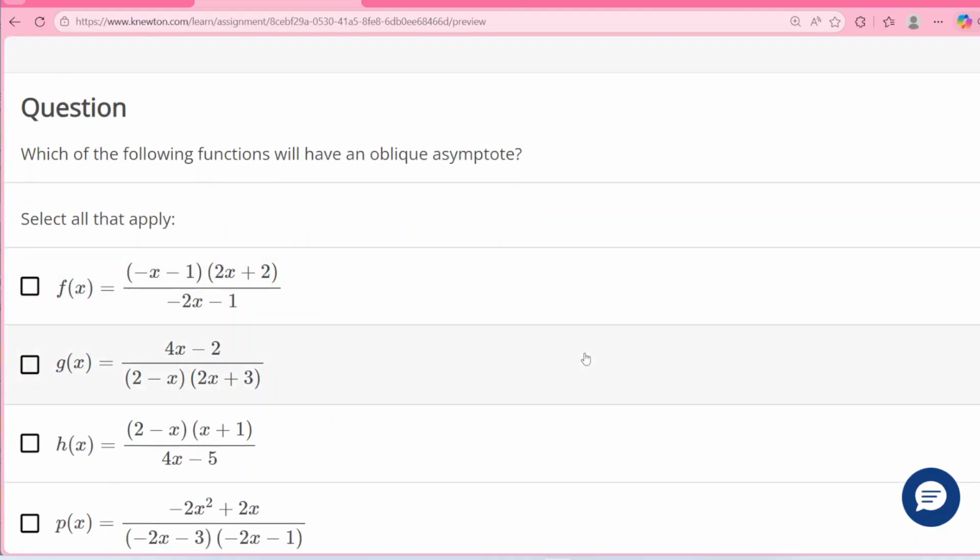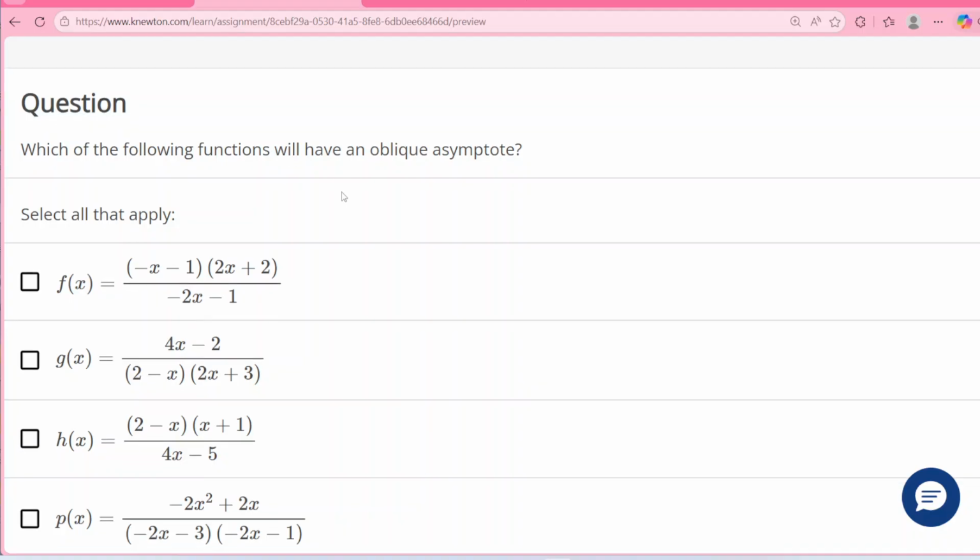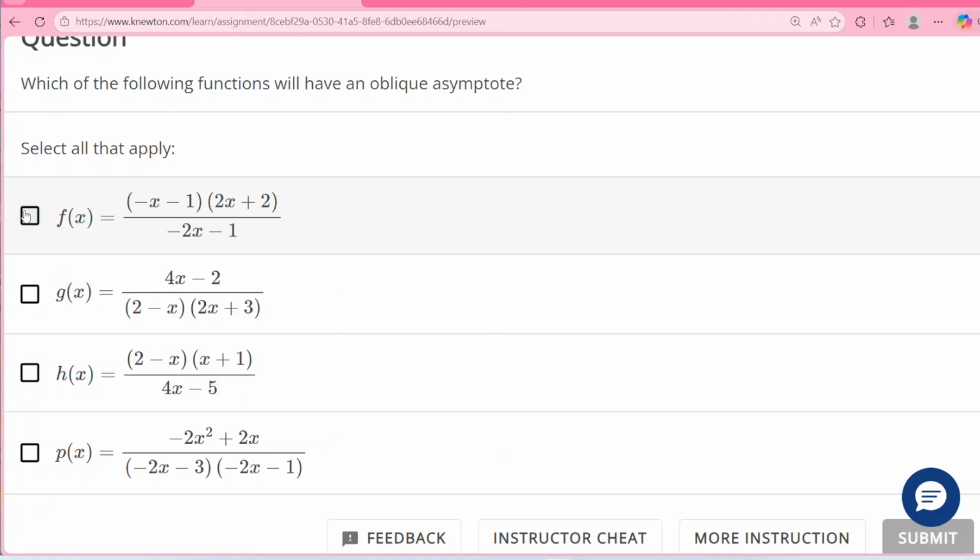And then another one where it says select all. This one, there could be multiple answers. The functions that will have an oblique asymptote. So once again, where the degree of the numerator is 1 larger than the degree of the denominator. So this one, right, degree 2 over degree 1.